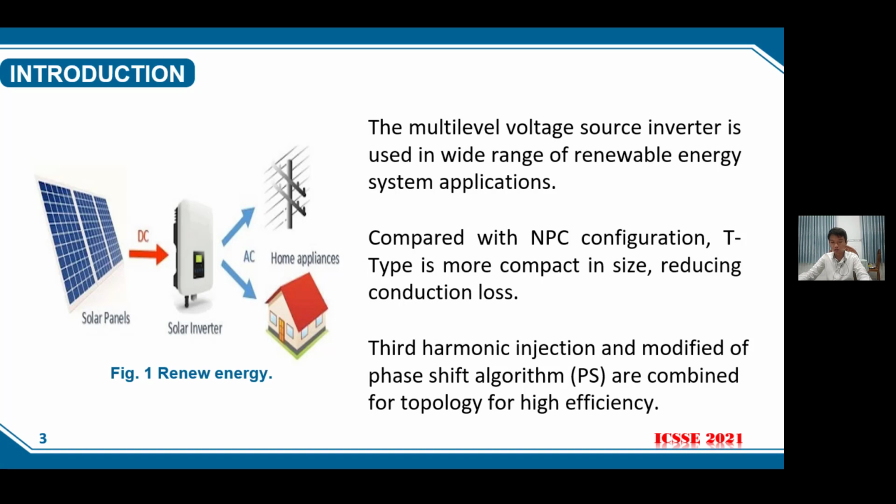For topology control, we know there are many methods like PD or space vector pulse-width modulation, but they have some limitations, such as PD having a low modulation index, high THD, and large common mode voltage. SPWM is very difficult to compute and consumes microcontroller memory. So, this paper will use the third harmonic injection and a modified phase shift algorithm to improve the above limitations.